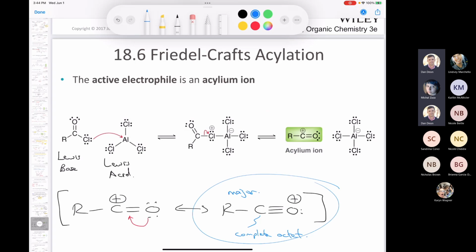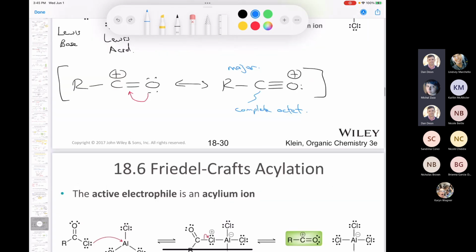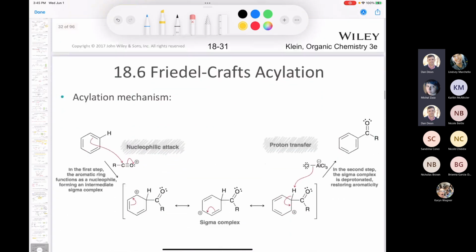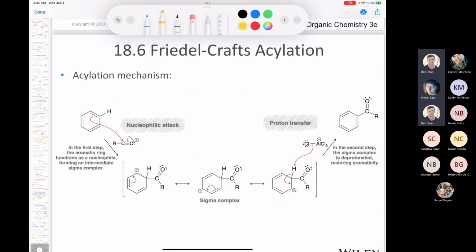Dion likes to draw it this way, just because I like everybody to have a nice, happy octet, as Bob Ross would call it. Well, let's take a look here. We form our acylium ion. It's resonance stabilized, and because of that, it doesn't like to undergo rearrangement. I like the sound of that because I don't feel like dealing with a rearrangement at this moment in time. So let's take a look at what the acylation mechanism is.